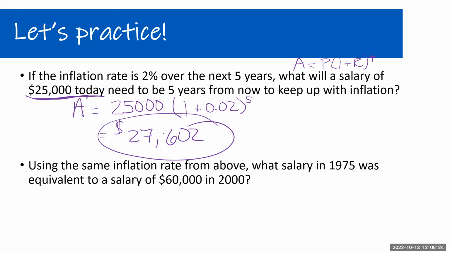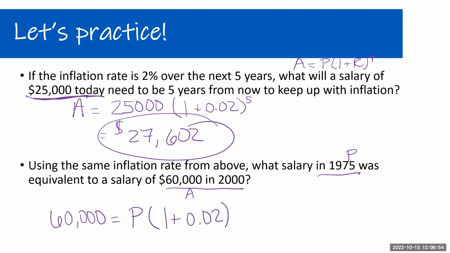Now, using the same numbers from above, what salary in 1975 was equivalent to a salary of $60,000 in 2000? Be careful with your A's and your P's here. P is the one that's further in the past, A is the future, or the one that's later. So we know A here. We know $60,000 equals some salary. The inflation rate is 2%. And now what is our time? Well, now we're talking about 2000 versus 1975, so we're talking about a difference of 25 years.